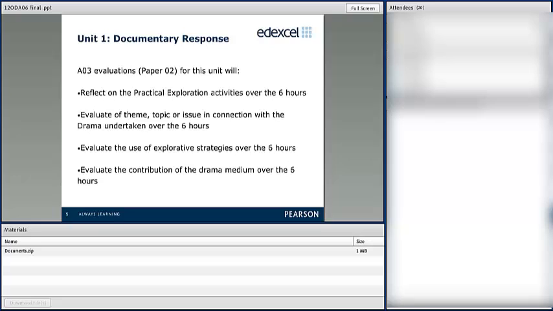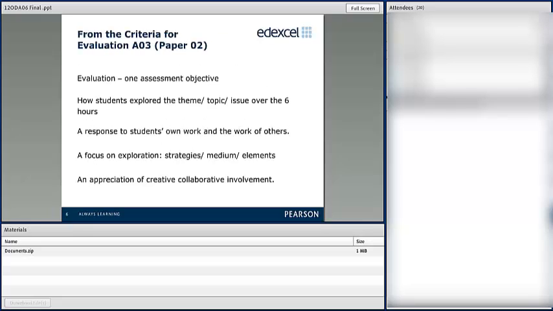Obviously, as well as having looked at the evaluation of how they explored the theme, topic or issue, they're going to do that through the use of the strategies and the contribution of the drama medium over the 6 hours. And all of those things are going to be done as an integral piece of writing. But you could break it down so that you could split your documentary response into sessions, or you could split it into tasks that focus particularly on medium, on strategies, on collaboration, and so on.